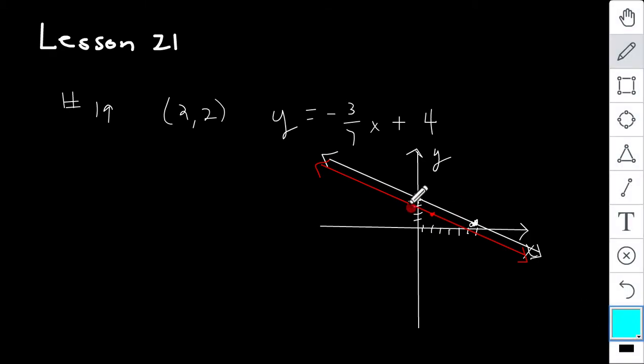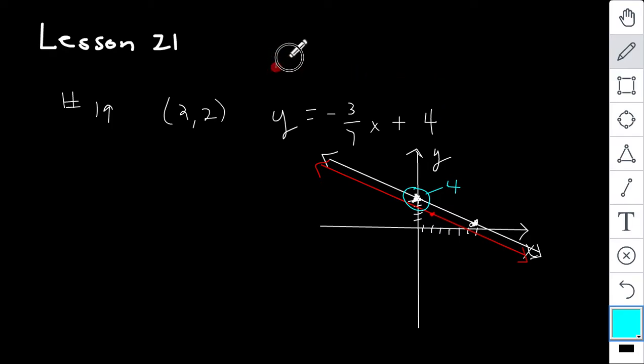Now, the first line crosses the y-axis at 4. And even by my drawing right here, we can see that this one's going to cross somewhere around 1, 2 something. So I'm not sure. So we need to find a new b.